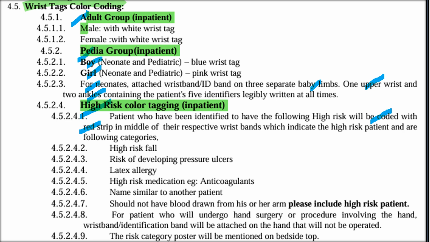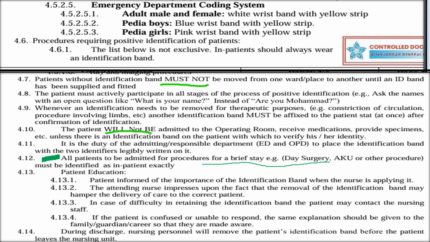And the categories include high risk for fall, risk of developing pressure ulcers, allergy to latex, high risk medication, name similar to another patient, and should not have blood drawn from his or her arm. An example of this one, we have those with fistula, and patients who will undergo hand surgery or a procedure involving their hands. Okay, now let's continue with the emergency department color system. Now, for adult male and female, we will still be using the white wristband, but this time with a yellow strip.